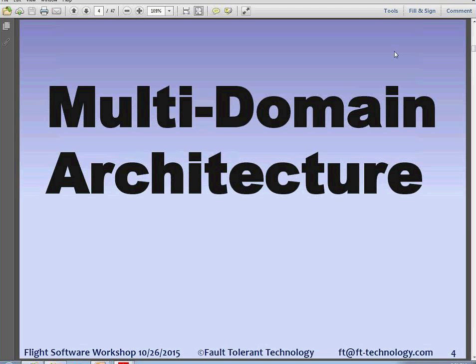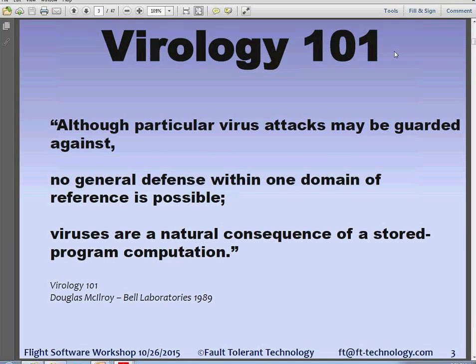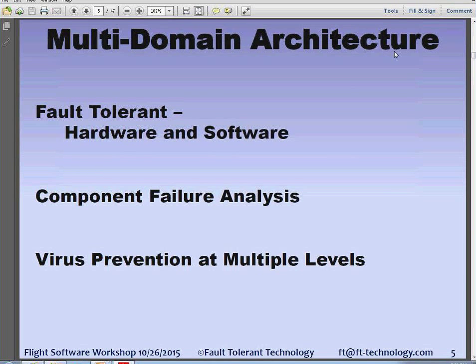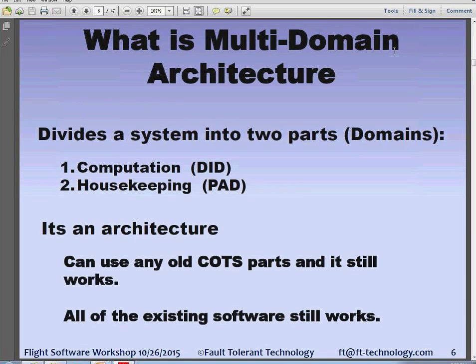And so I want to talk to you today about domains, multi-domain architecture, the last statement here, about the general defense within one domain of reference is not possible. Let's talk about multi-domain architecture. What multi-domain architecture is, is that it is hardware and software fault-tolerant. It's hardware fault-tolerant. It does not down systems, it downs components. You can work around a failed component. The software, well, it's not going to debug the program, but if you have a software upload that causes your system to crash, it can recover from that. It does a great job of component failure analysis, and it does virus prevention at multiple levels.